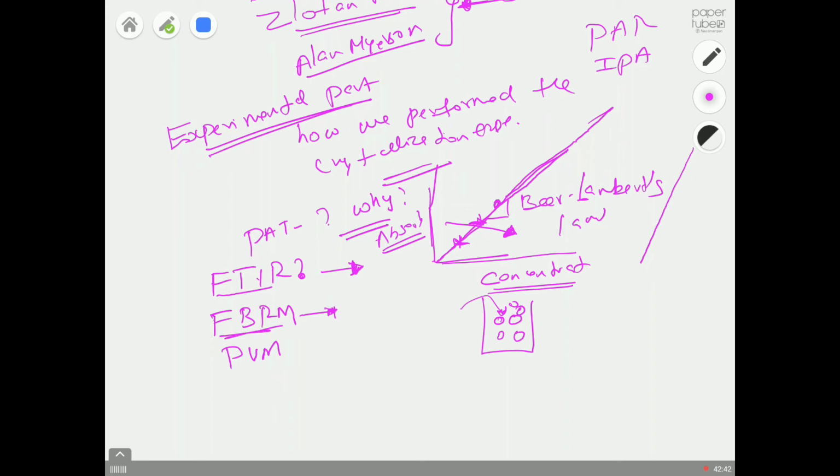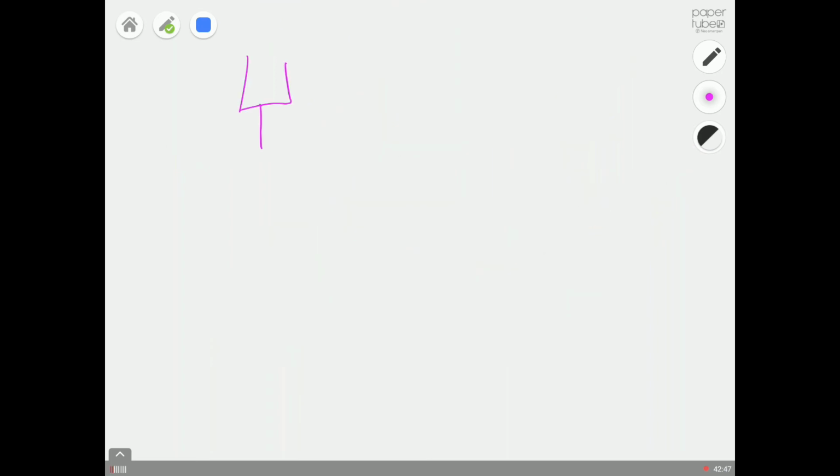FBRM also doesn't measure the actual particle sizes. It passes some laser here, and just assume this is your particle. Let's put a rectangle. It will pass the light, and then it will hit the particle, and then it will go back to the detector. So the distance traveled here will be the length. For FBRM, that's the length.